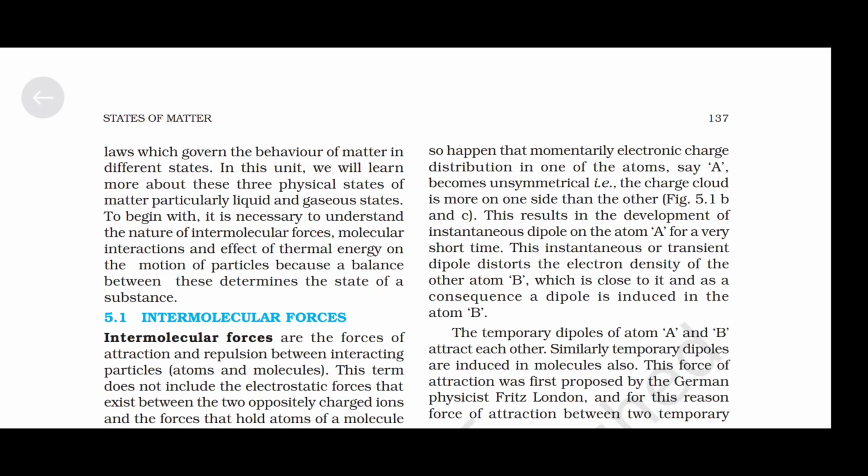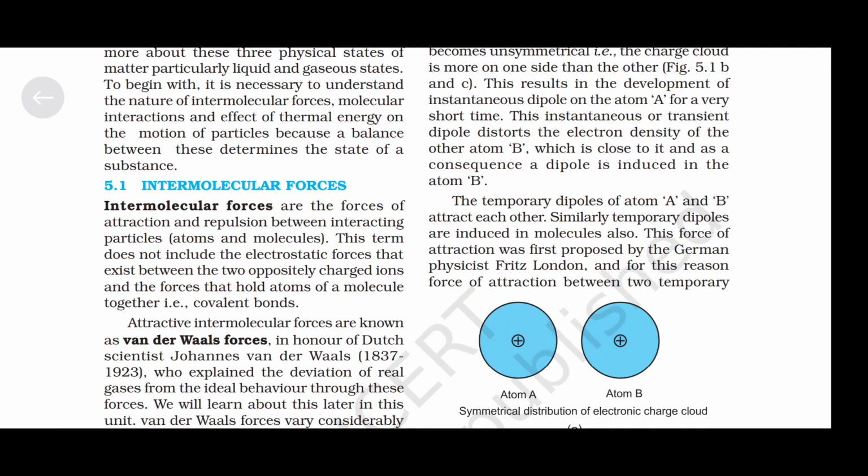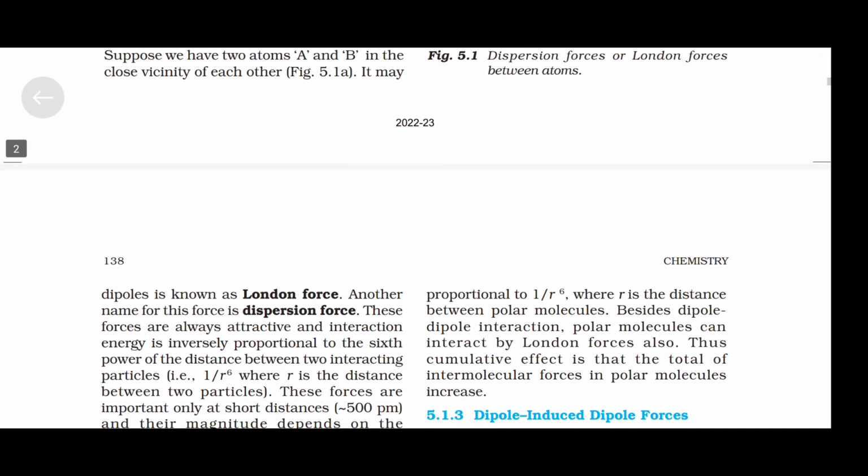This instantaneous or transient dipole distorts the electron density of the other atom B, which is close to it, and as a consequence, a dipole is induced in the atom B. The temporary dipoles of atoms A and B attract each other. Similarly, temporary dipoles are induced in molecules also. This force of attraction was first proposed by German physicist Fritz London, and for this reason, the force of attraction between two temporary dipoles is known as London force. Another name for this is dispersion force.